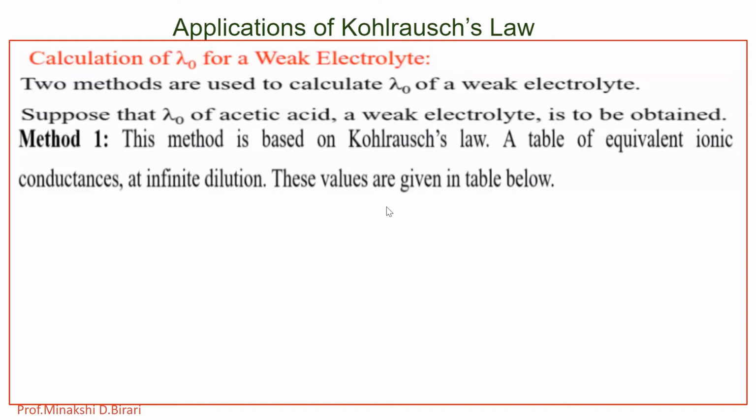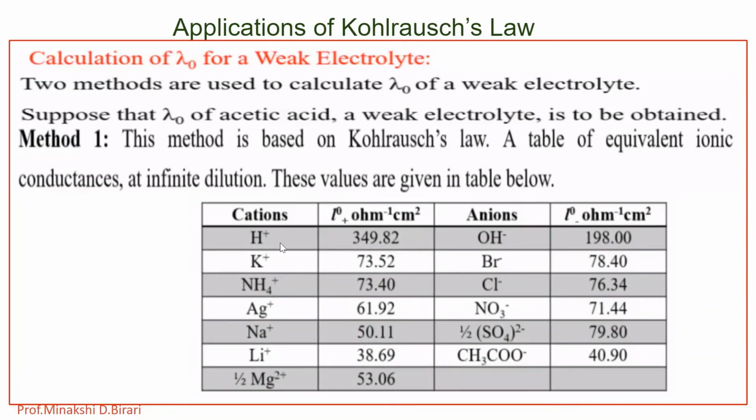A table of equivalent ionic conductances at infinite dilution. These values are given in this table. So these are the values for cations and these are the values for anions. Equivalent ionic conductance at infinite dilution for cations and for anions. Suppose we take here H plus ion having the equivalent conductance 349.82, then K plus 73.52, Cl minus 76.34, Br minus 78.40, like that. So these are the different equivalent ionic conductances at infinite dilution.